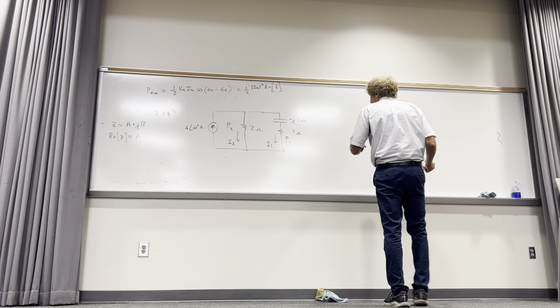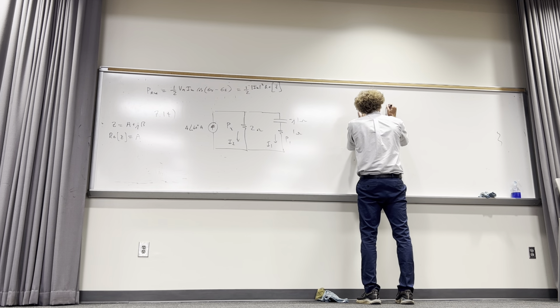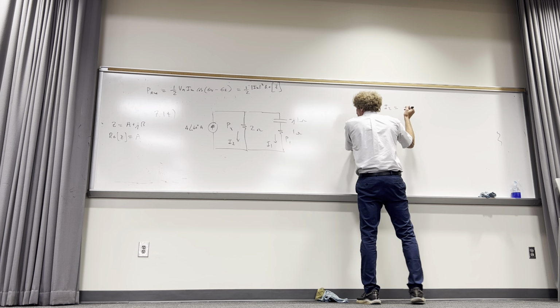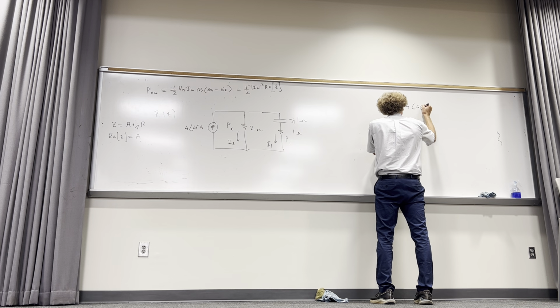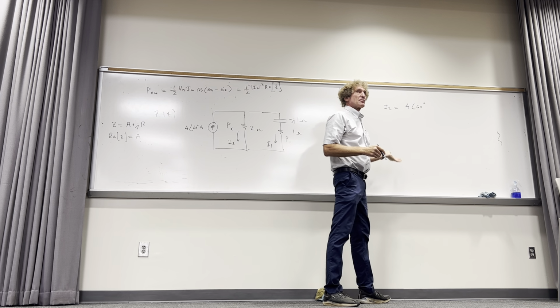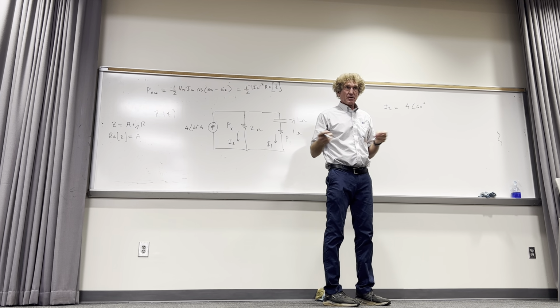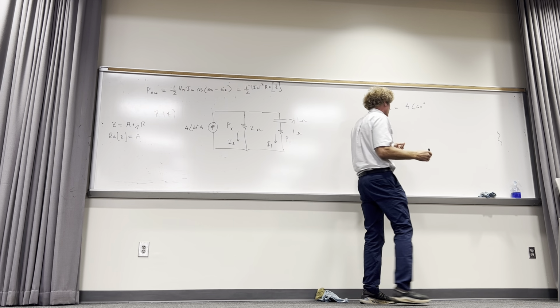So I'm going to say that I2 there would be equal to the source current, 4 at an angle of 60 degrees. You're going to see that 60 degrees is worthless. You don't need it. You'll see that in a second. But we'll put it there.